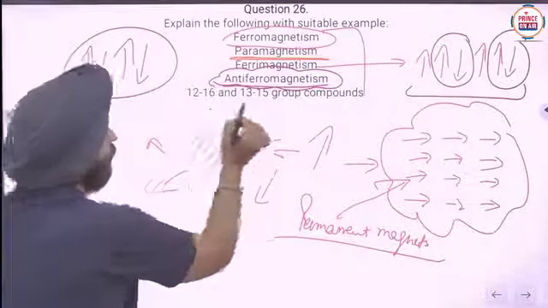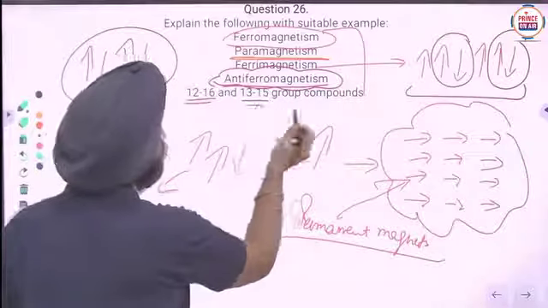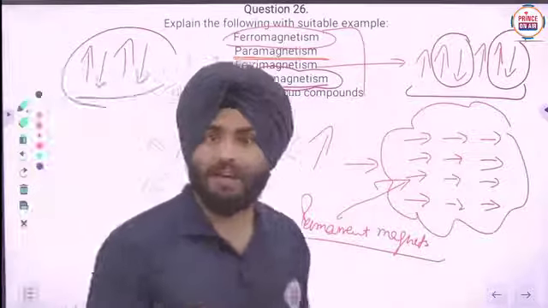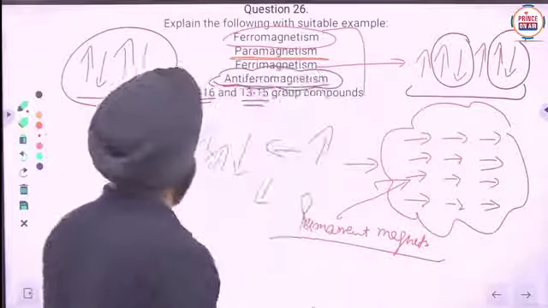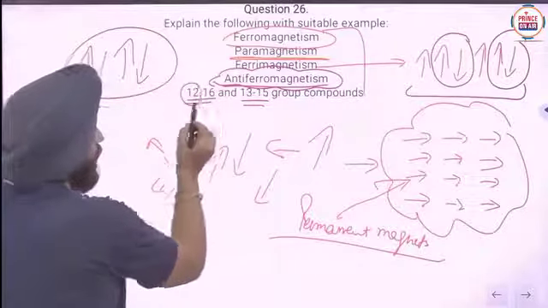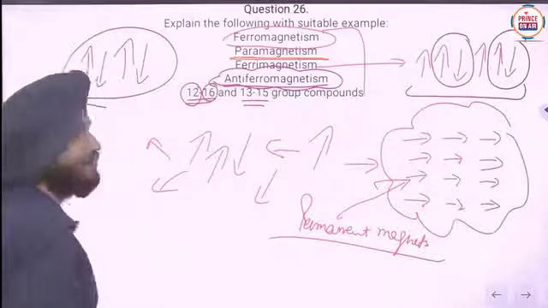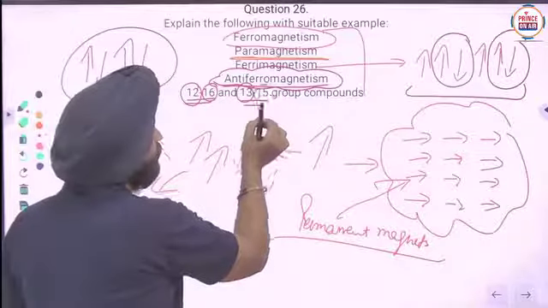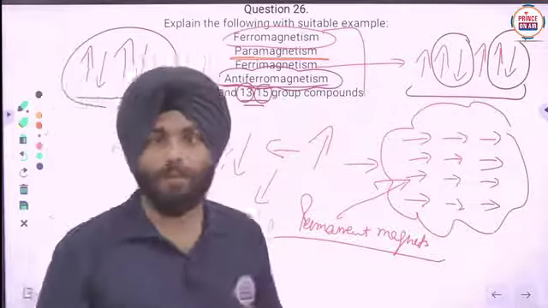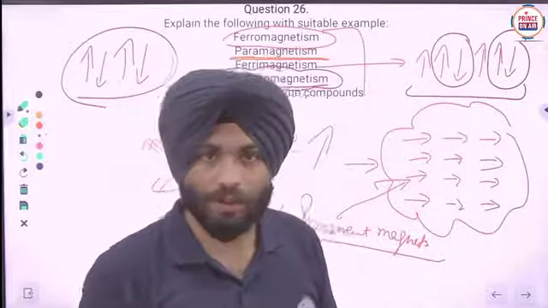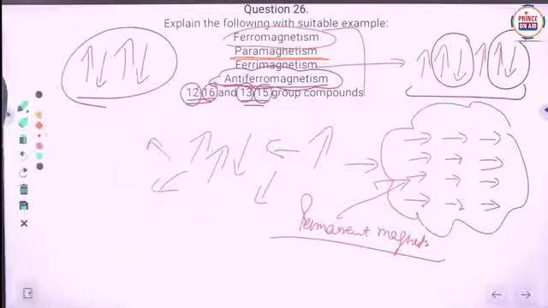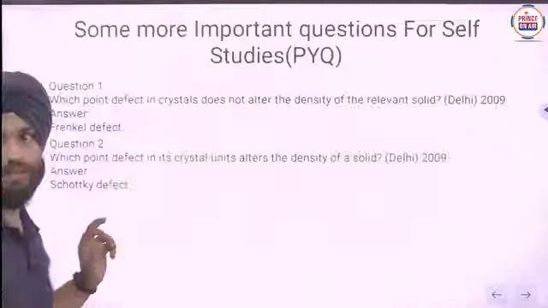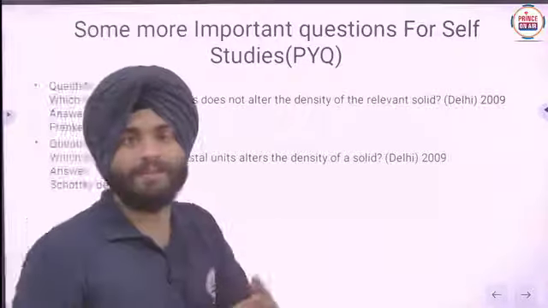Now 12-16 and 13-15 group compounds. What is the meaning of this? That refers to the types of semiconductors formed when 12 group elements are doped with 16 group elements. Similarly, if 13 group elements are doped with 15 group elements, they form compounds which show semiconductor behavior. Okay. So those are the major terms we had to discuss, and that is the end of the solutions of the back exercise questions.